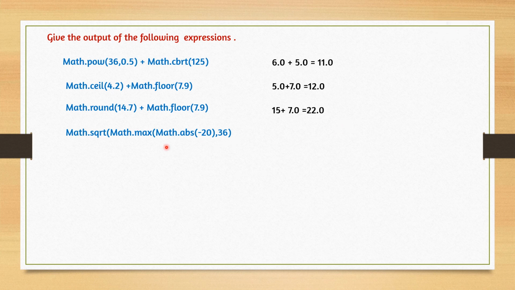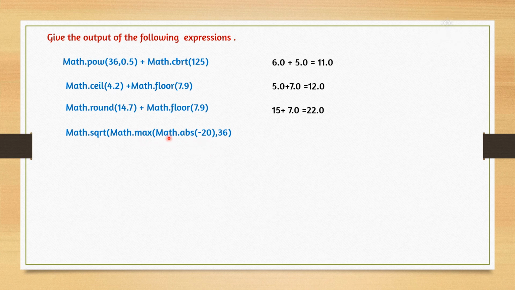Now when these types of questions come, here we can see three math expressions: Math.sqrt, Math.max, Math.abs. Solve the innermost one first, then the second one, and then the outer one. So first of all we find Math.abs of minus 20. Math.abs of minus 20 is 20. That means a negative number will change to positive. So here we got the answer 20.